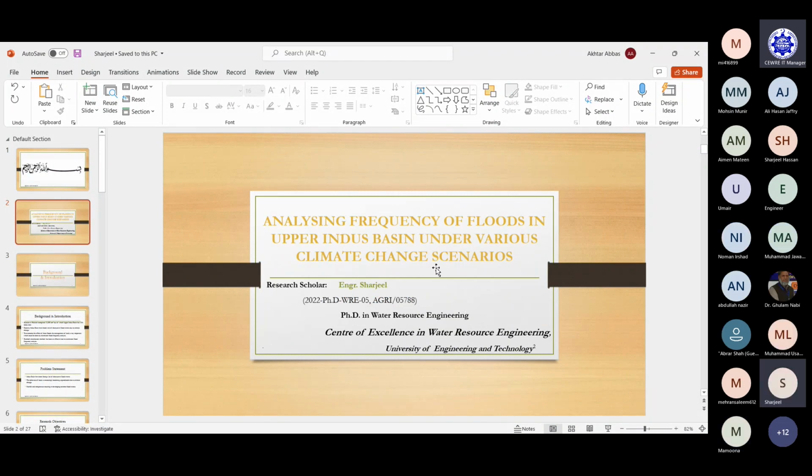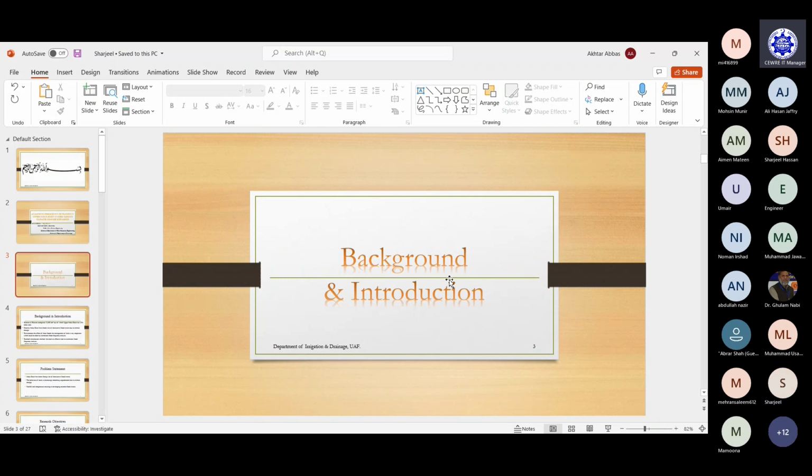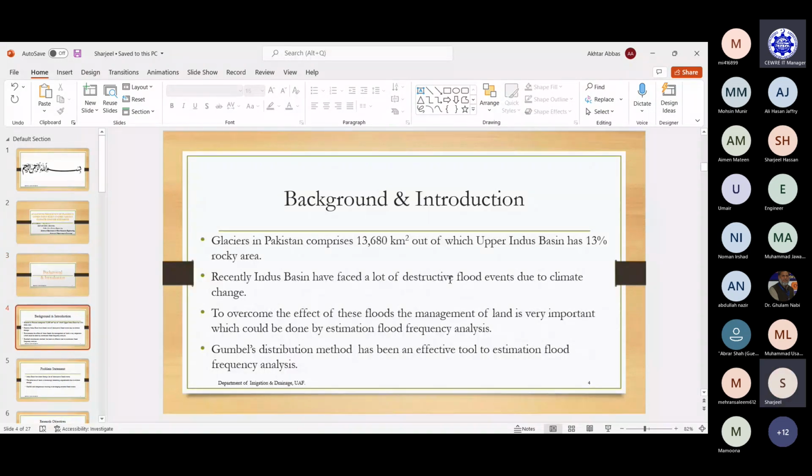This is Sharjeel, an agriculture engineer, and my topic is analyzing frequency of flood in Upper Indus Basin under various climate change scenarios. Background and introduction. As we know, glaciers in Pakistan comprise 13,680 square kilometers, out of which Upper Indus Basin has 13% rocky area. And recently, Indus Basin has faced a lot of destructive floods due to climate change. To overcome the effect of floods, management of land is very important, which could be done by estimating flood frequency analysis. And we use the Gumbel distribution method to find the flood frequency analysis.